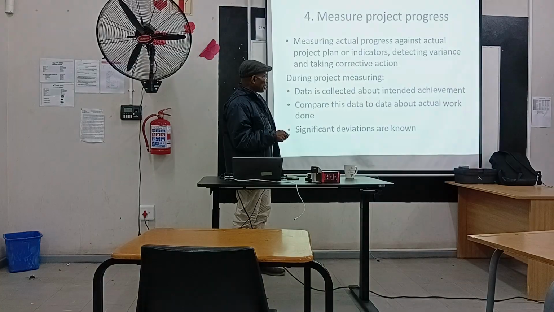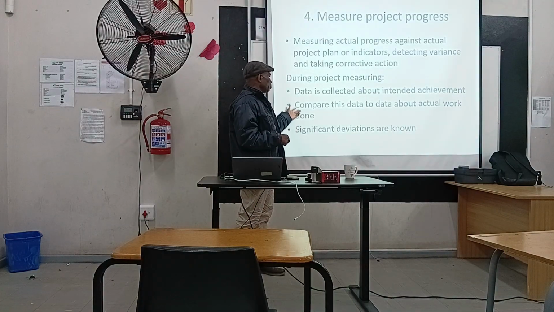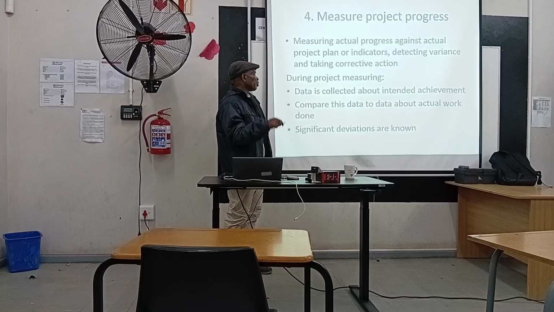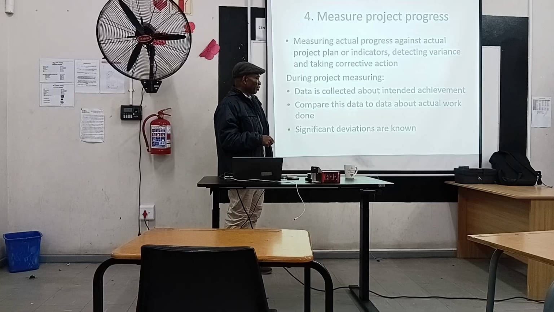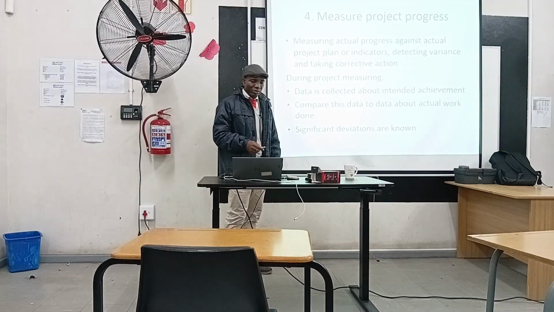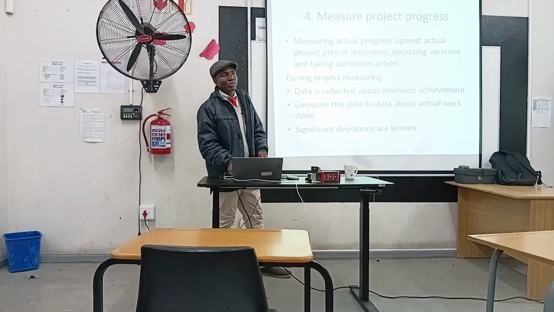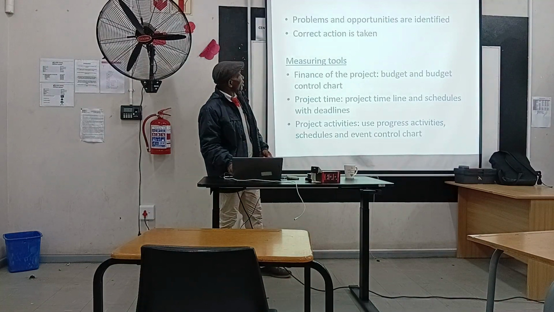What you plan to achieve is regarded as intended achievement. Then the actual achievement is what has been done on site. Then you compare, right, whether there are variances or deviations. So when there are deviations, what do you do? Then you look for corrective measures, right? Then problems and opportunities are identified, and when there are variances, corrective measures are taken.